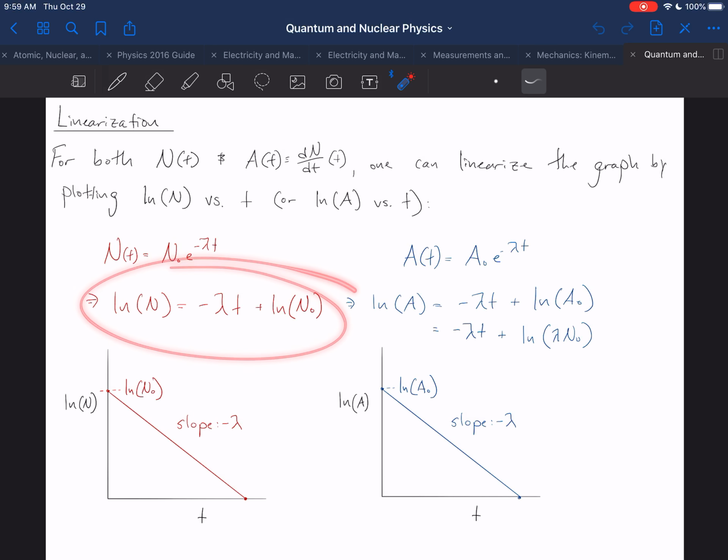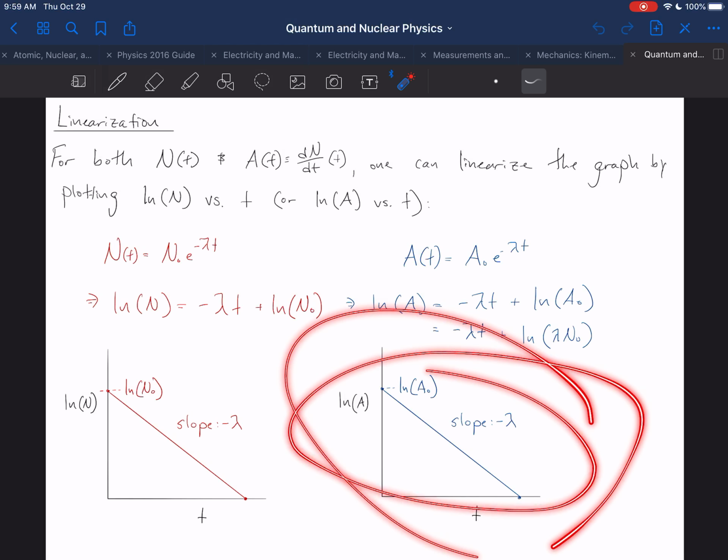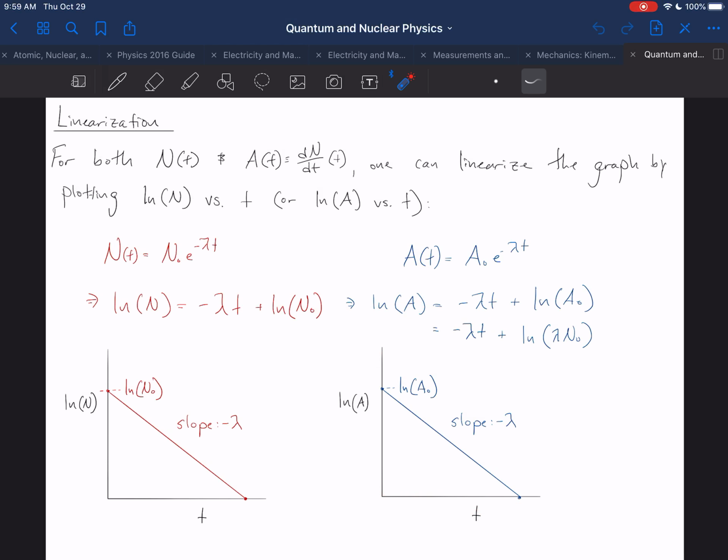This means that if we graph log of N versus t, the vertical intercept is log of N naught. So we can get the original sample from that vertical intercept, and the slope is negative lambda, the decay constant. By linearizing this relationship, we can read very clearly off a linear graph both N naught and lambda. And that is true as well for the activity, because the activity is the same form.